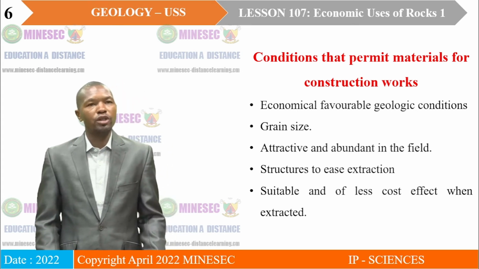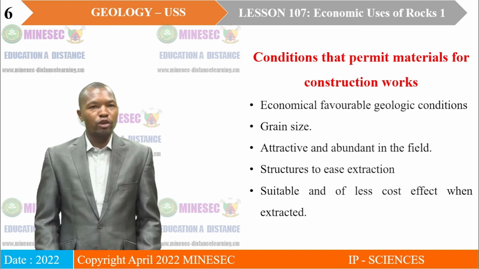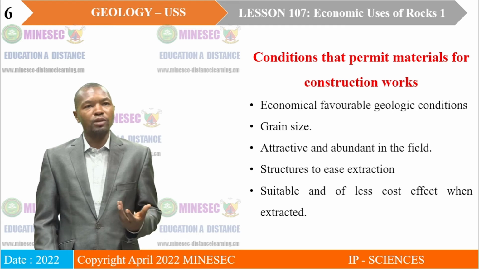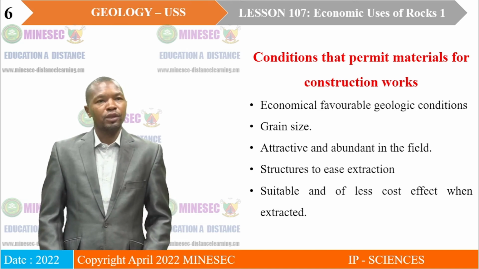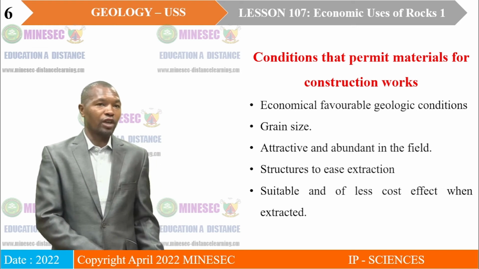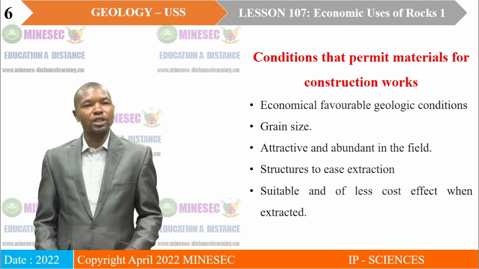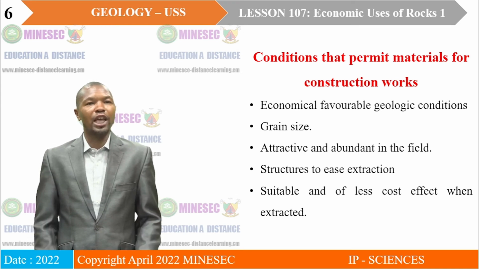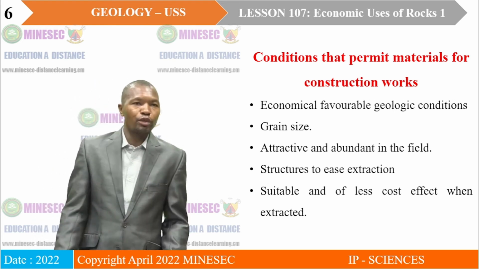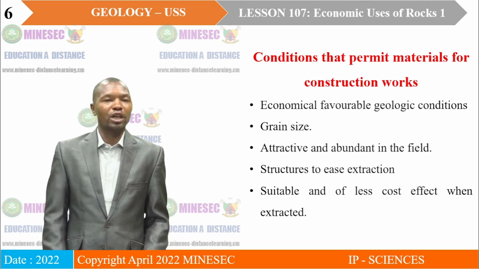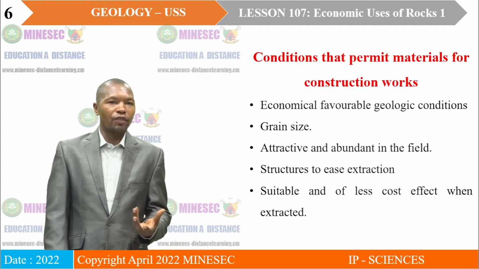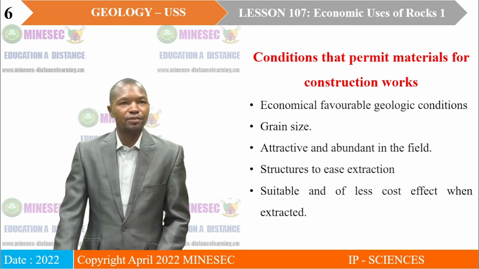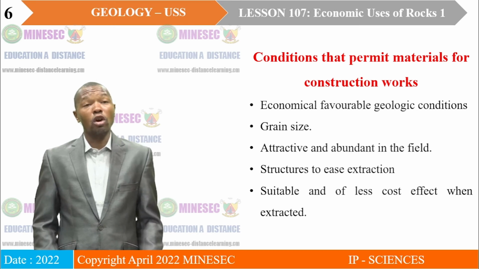Say that the material must be economically favorable, or should be able to adopt economically favorable geologic conditions at the site where they are being extracted. The grain size here will matter, because fine grain materials will not serve the same purpose as coarse grain materials. Then the material should be attractive as well as abundant in the field. And the structures should be present in order to ease extraction of that material. Then the material should be suitable and, of course, of less cost effect when it is being extracted. Remember that these resources are commonly non-renewable.